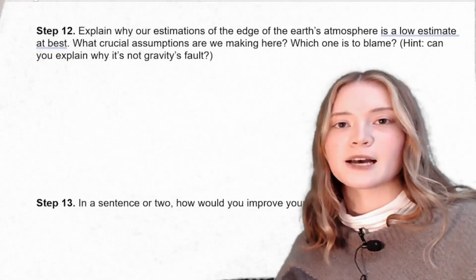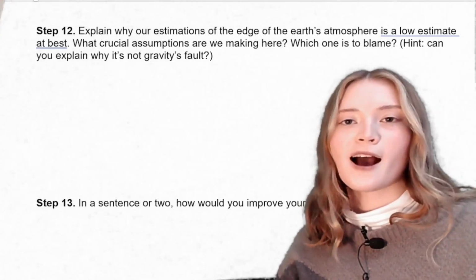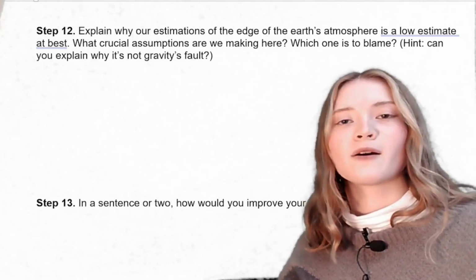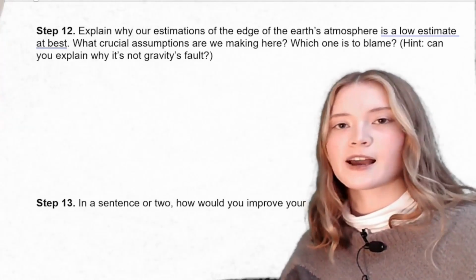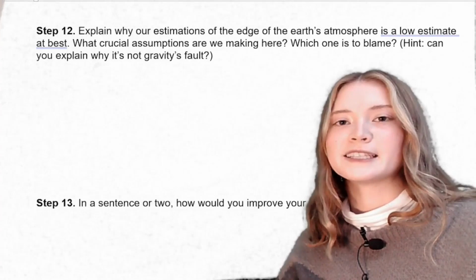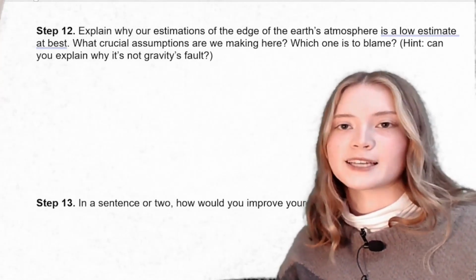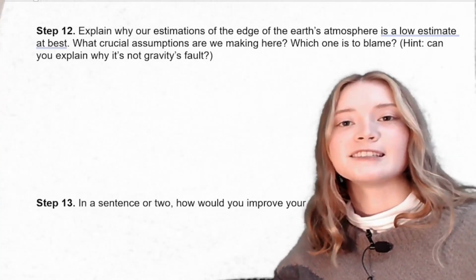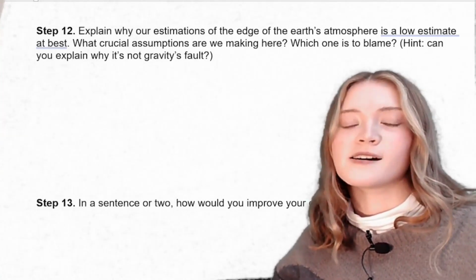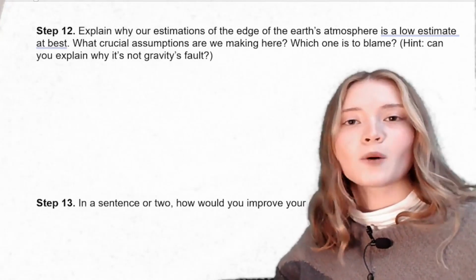For the final two steps of this air pressure activity, we're asked to think a little bit more about our estimate of H space, the height of the edge of the atmosphere, and consider how accurate or inaccurate it might be and how we could improve our estimate. And step 12 actually lets us know that our estimate of about 8 kilometers is quite a low estimate.